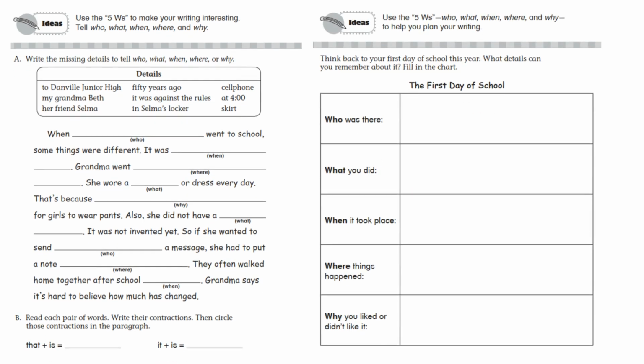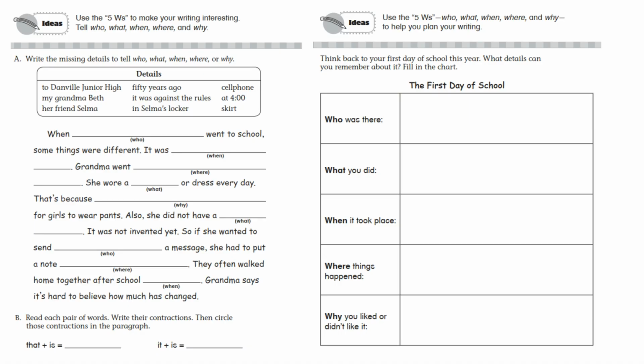Welcome back. Now let's talk about the 5 W's: who, what, when, where, and why. Using the 5 W's is the best way to make sure your writing is clear and interesting. Look at the ideas page on your worksheet. For part A, you will read a story about Grandma Beth's days in junior high school. Use the chart provided to fill in the missing details that tell who, what, when, where, or why.